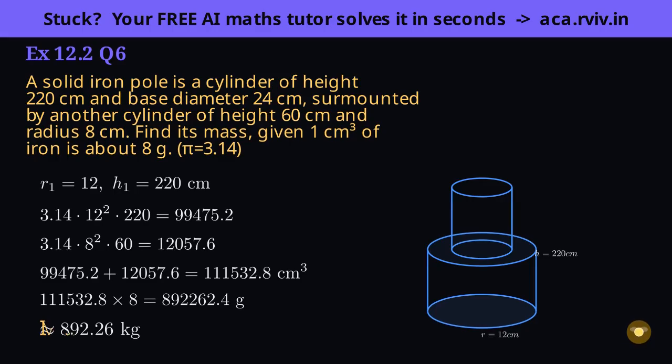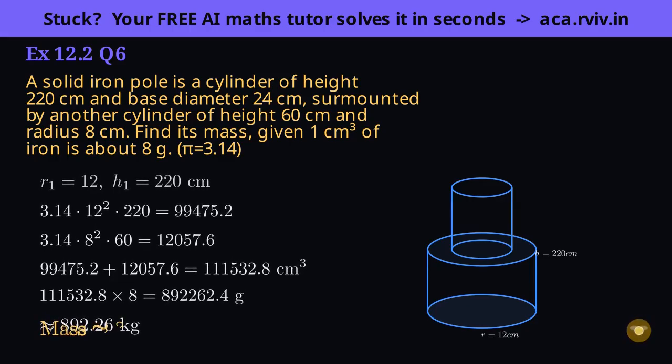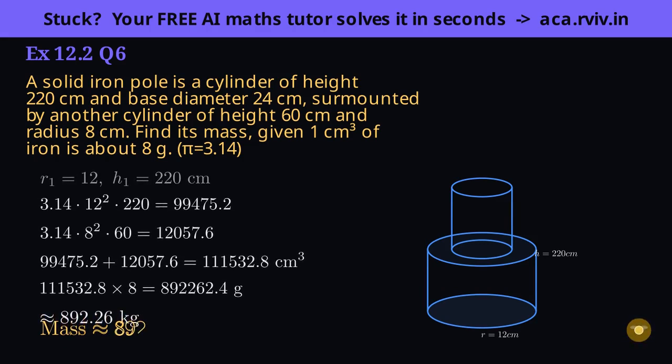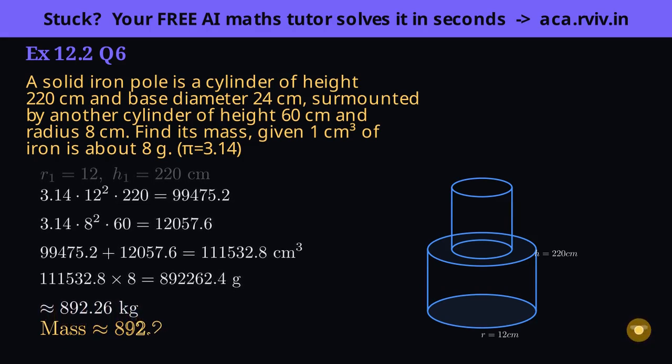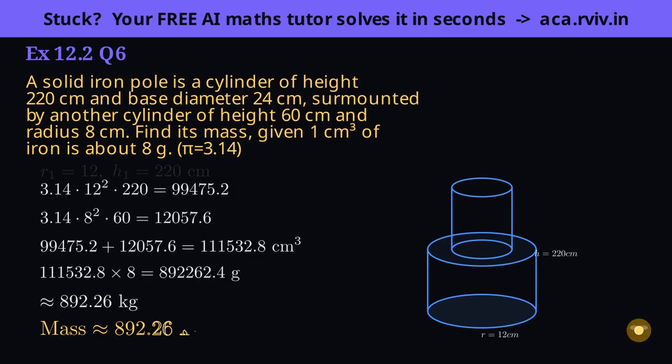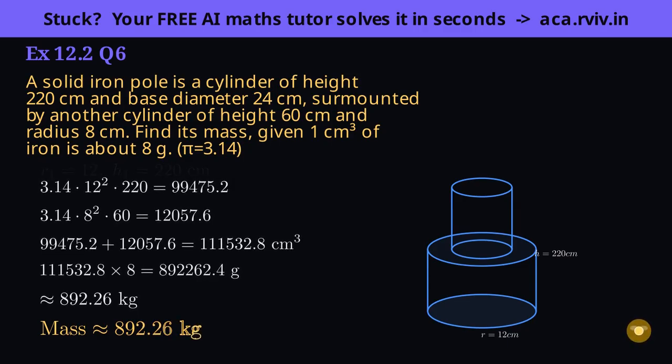The recipe for any mass question: first get the full volume of the combined solid, then multiply once by density, and save the unit conversion for the very last step. Volume, then weight, then tidy the units.